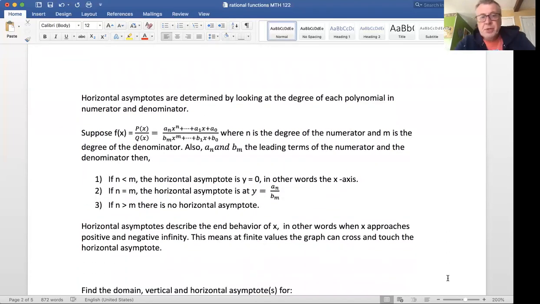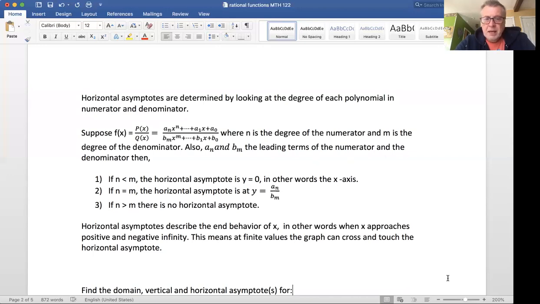horizontal asymptotes. To determine a horizontal asymptote, we look at the polynomial. We're going to define a rational function this time as f of x equals p of x over q of x. They're both polynomials. We have a sub n x to the n, plus so on and so forth, a sub 1 x, a sub 0, for p of x. That's just a polynomial of degree n. And then the denominator, q of x, is b sub m x to the m, plus so on and so forth, b sub 1 x plus b sub 0.